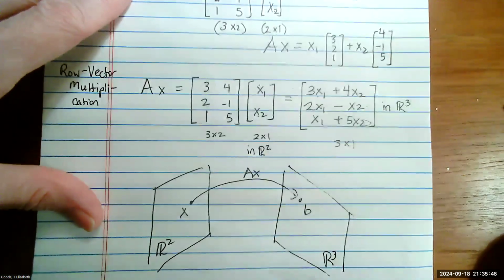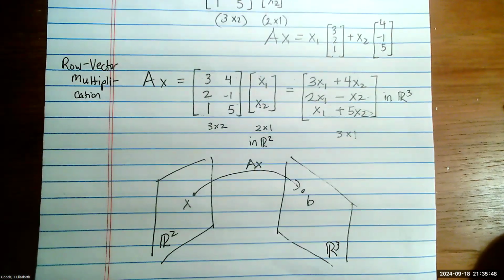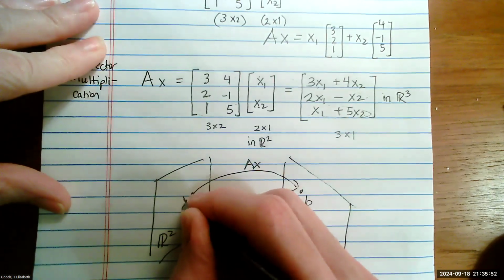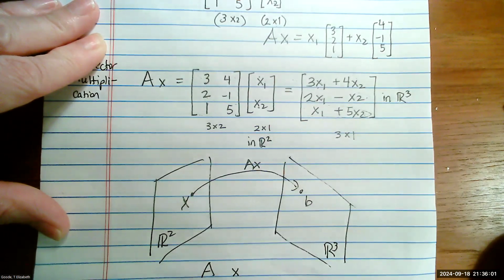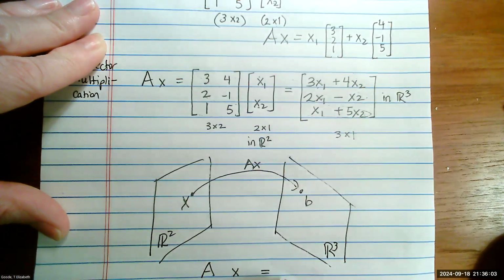Got it? I do got it now. Fantastic. Because A was a 3x2, X was a 2x1, and so that generates a 3x1 vector B.